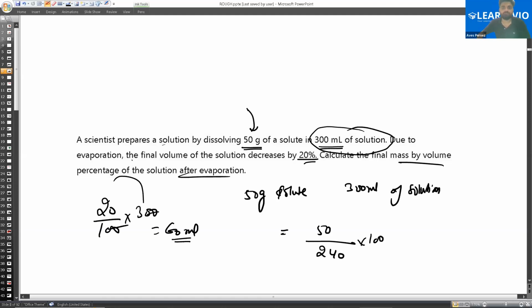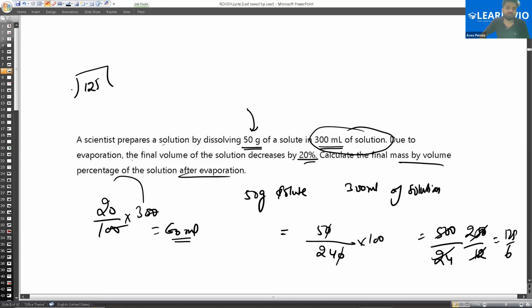What are you saying? You cut 0 by 0 and you will get 500 divided by 24. Whatever the answer comes, you get 250 divided upon 12. When you cut it further, you will get 125 upon 6. So when you divide 125 by 6, you will get 20.8.